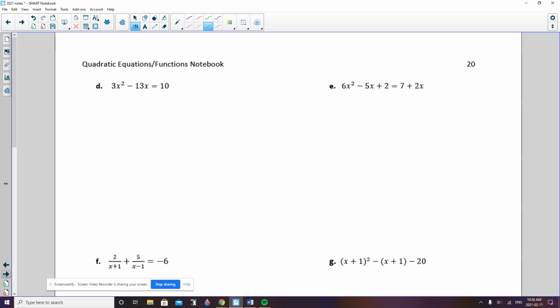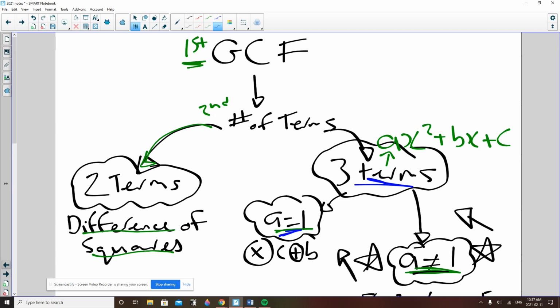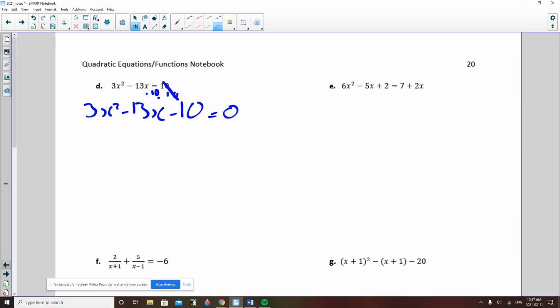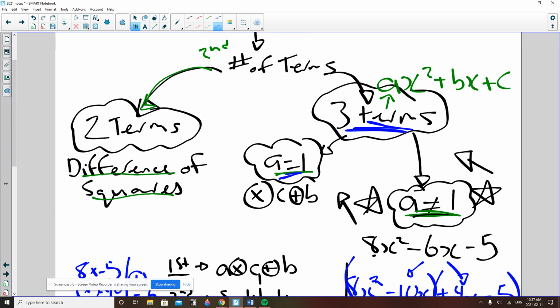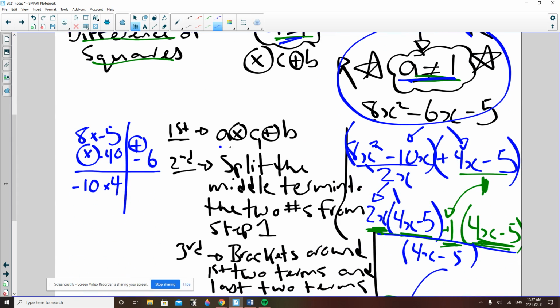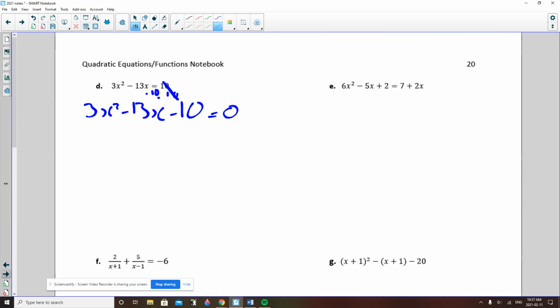The very first thing I need to do is get everything to one side. So I'm going to subtract 10 here and subtract 10. So I have 3x squared minus 13x minus 10 is equal to 0. If I go back and look at my factoring flowchart here, there is no greatest common factor between those numbers. I have 3 terms, and I have a leading coefficient of 3, so I have to solve using this strategy. That strategy means I need to include the leading coefficient in the 2 numbers that I'm multiplying to, and then I need to split the middle term.